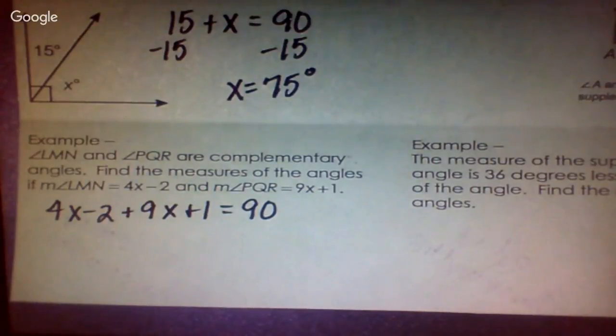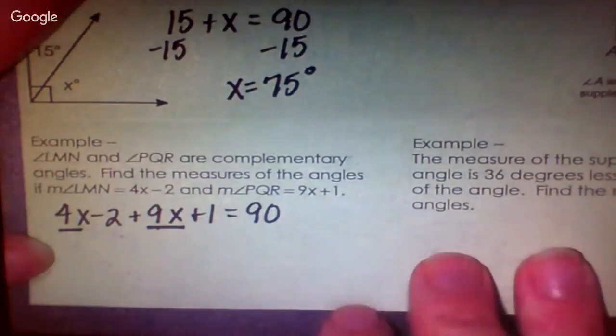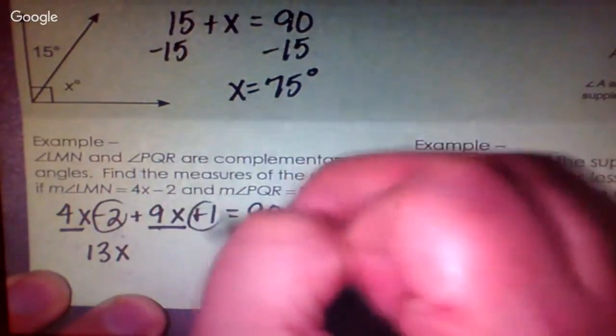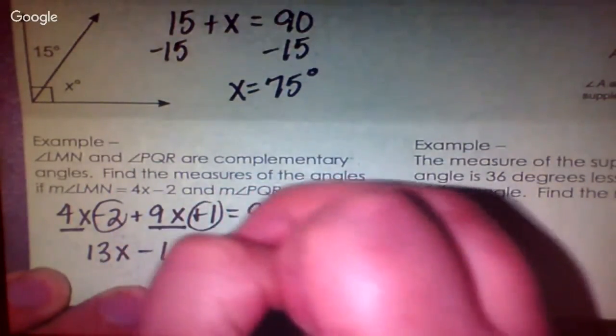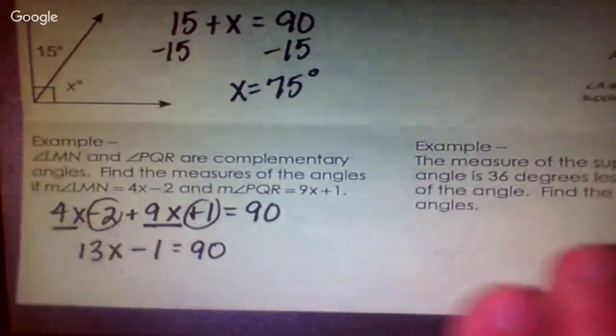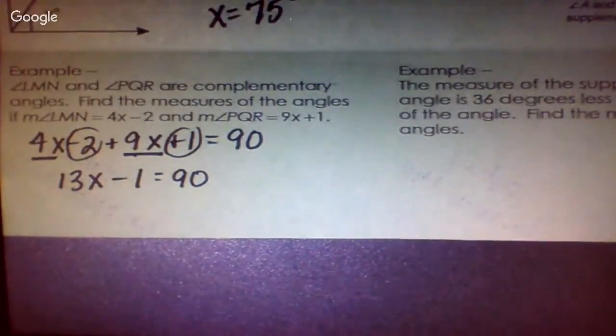So when my equation looks like this, what's the first thing we should do? Combine your like terms. So when I put my x's together, that gives me what? 13x. 13, yeah. When I put my numbers together, -1. Stefan, turn around and pay attention, please. Okay. So when I combine like terms, we're left with 13x minus 1 equals 90.